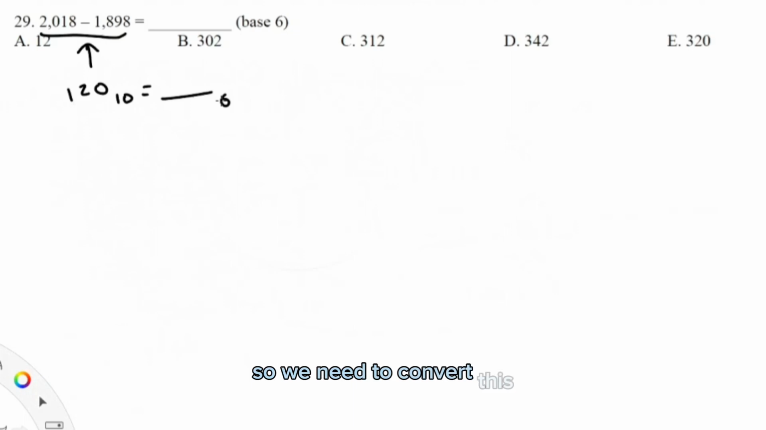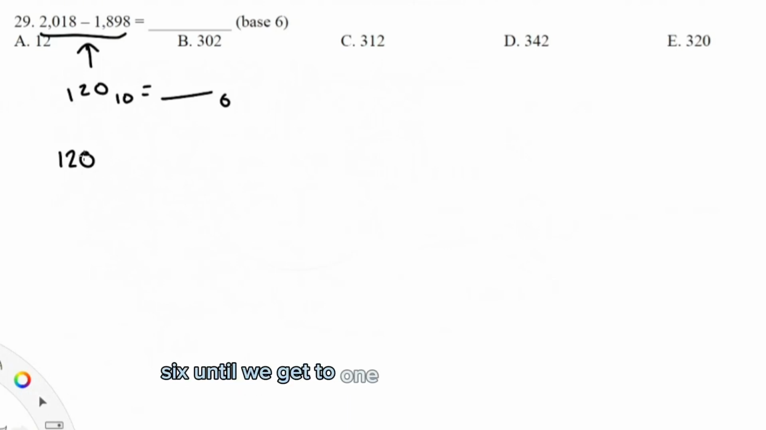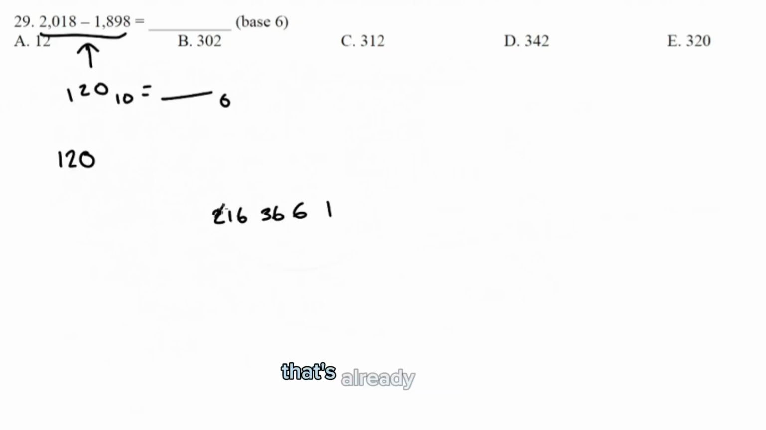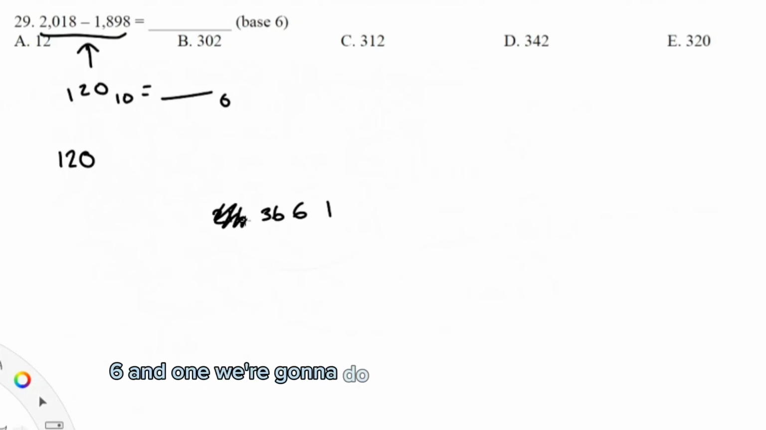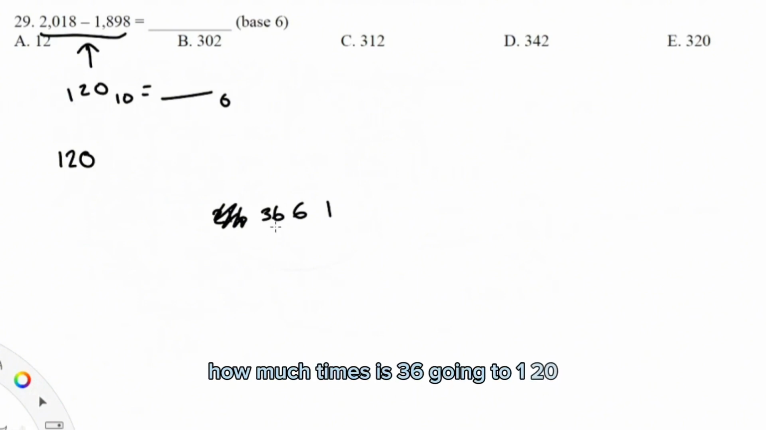Alright, so we need to convert this. So we're going to write the number 120 one more time. Now we're going to list out the powers of 6 until we get to one that is bigger than 120. So 6 power 0 is 1, 6 power 1 is 6, 6 squared is 36, and 6 cubed is 216. That's already bigger, so we're going to stop right there. So now we have 36, 6, and 1. We're going to do something similar to division, but not exactly division. So 36. How many times does 36 go into 120? Well, it goes in 3 times.